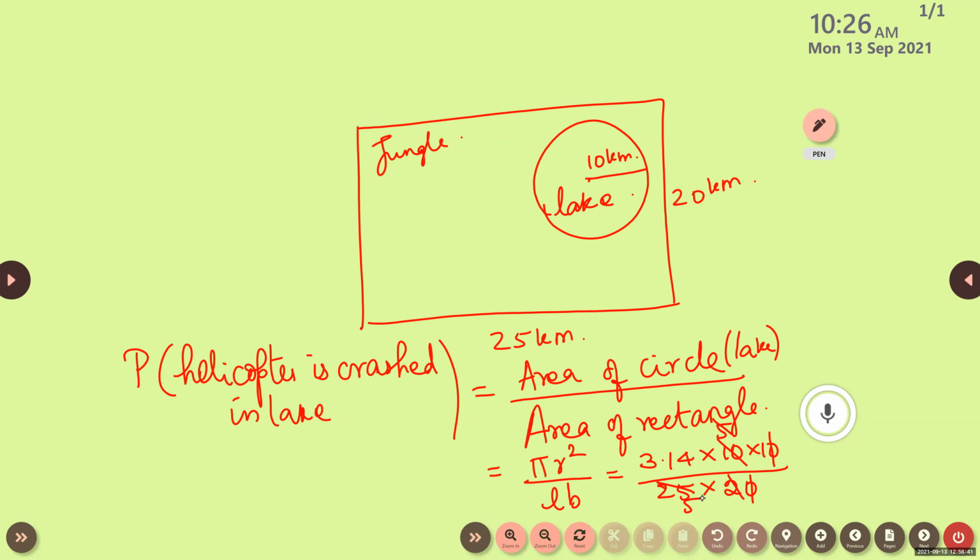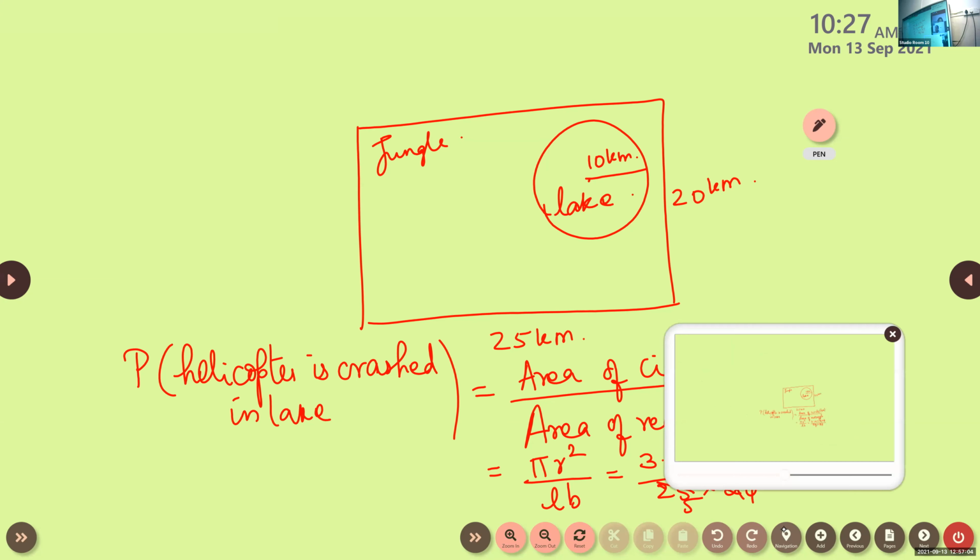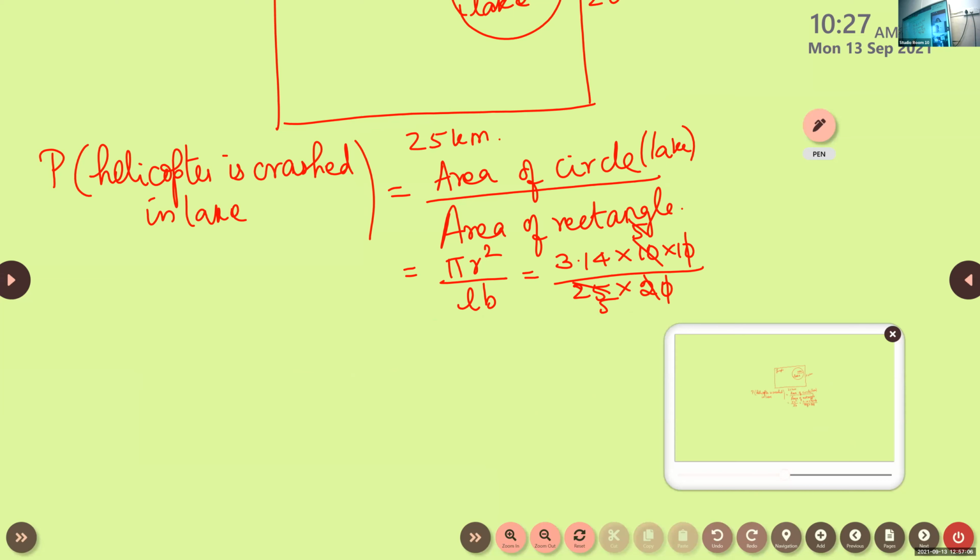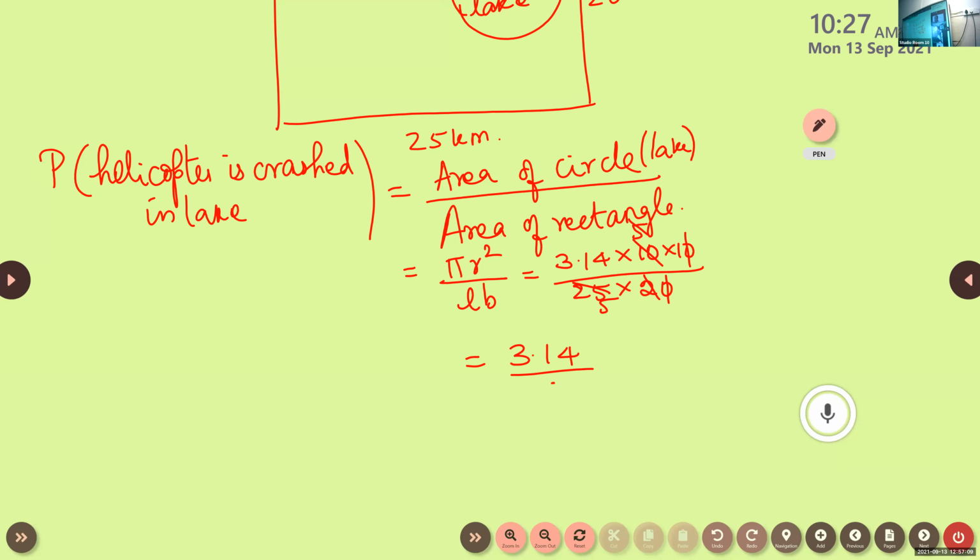Ma'am, I am doing. Ma'am, we should make it decimal. Here we will get in decimal only, isn't it? Or if in fraction, okay, it is based on the answer given in the option here. Here it is given in decimal. Final answer is given in decimal. So you convert this in decimal. It is 3.14 by 5.